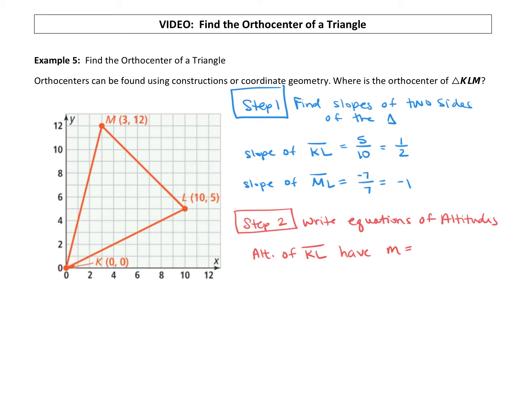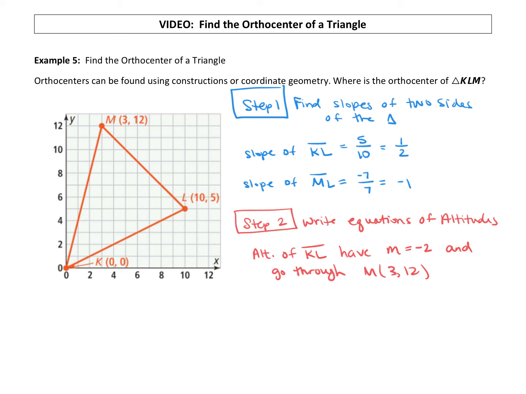Perpendicular slopes, we learned this in a previous unit, opposite reciprocal. So flip it and change the sign. We'll have a slope of -2, and it will go through point M, which is (3, 12). So let me just show you what we did there. So KL has a slope of 1/2. The altitude of KL will have a perpendicular slope, so -2, and it's going to go through the opposite vertex. So it's going to go through point M. So point M, (3, 12), with a slope of -2 will give us the altitude of KL.